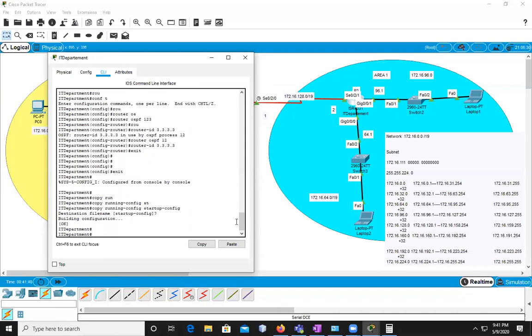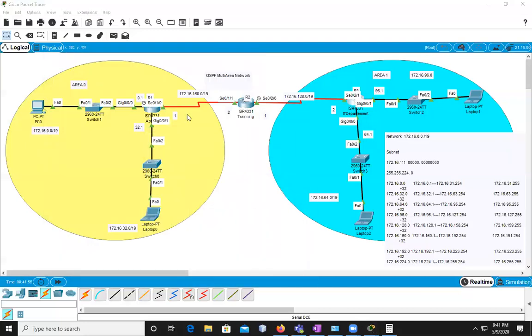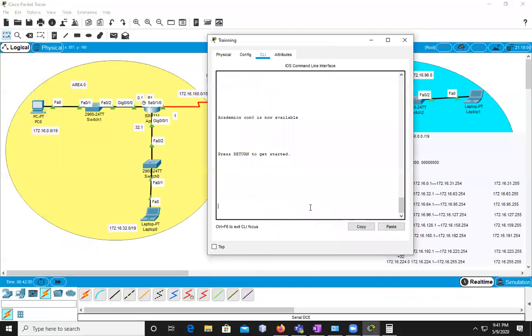Got it? So we are done with the configuration of both the area routers. So this router and this, the main thing is the router R2. Now we are about to configure R2, but the main important thing of R2 is, now I'm gonna make you understand.